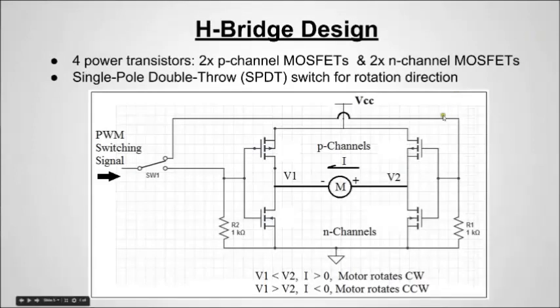The H-bridge had 4 transistors, 2 P-channel MOSFETs, and 2 N-channel MOSFETs. This hard switch would determine the actual current for the rotational direction, either clockwise or counterclockwise, whereas the switching signal coming over it would determine whether the voltages were on average higher or lower on different sides of the MOSFET. This would determine whether the current would flow in direction for clockwise or counterclockwise based on whether or not the voltages were higher on one side of the motor or the other.